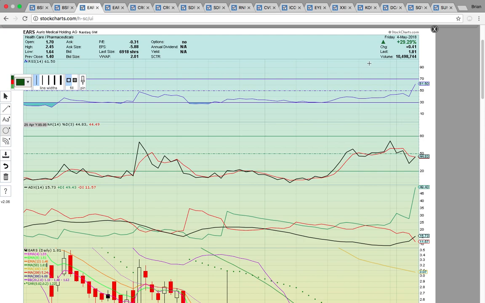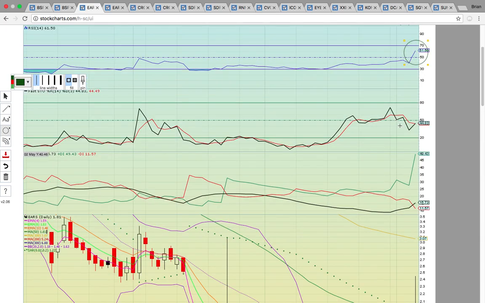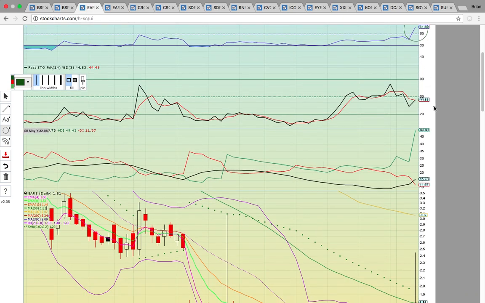Okay, if you look at EARS, it also closed up 29%. So this was a big move. Closed at 61 on RSI. You can see this is the highest level close on RSI in quite some time. You want to see Fasto get above 50. At 44, there's still juice in the tank to run higher.